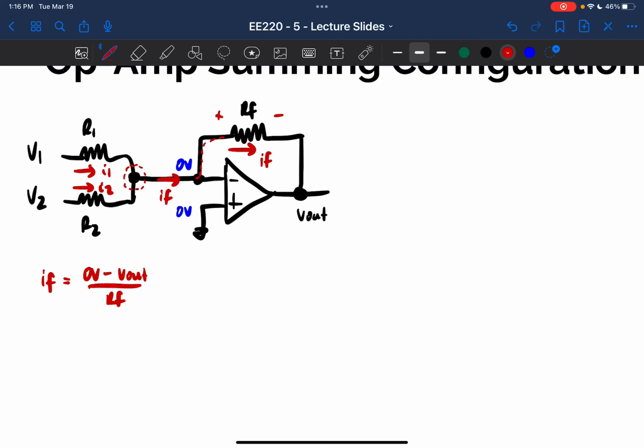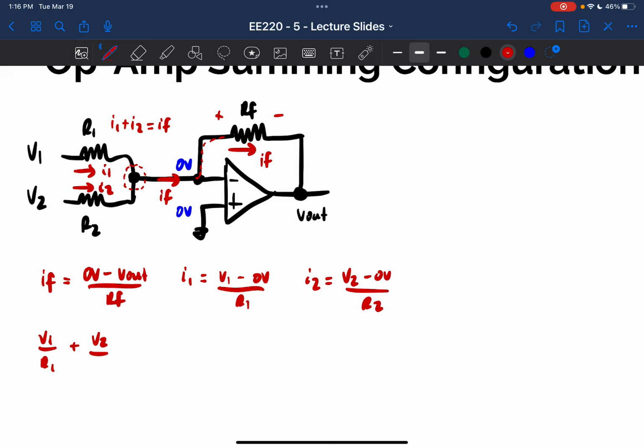And then for I1, it's going to be the drop across my resistor going this way, which is going to be V1 minus 0 volts divided by R1. And then for I2, it's going to be V2 minus 0 volts divided by R2. Okay, so now KCL at this node tells me the sum of the currents entering is equal to the currents leaving. And so I can go ahead and write that out. V1 over R1 plus V2 over R2 is equal to negative V out over RF, right?